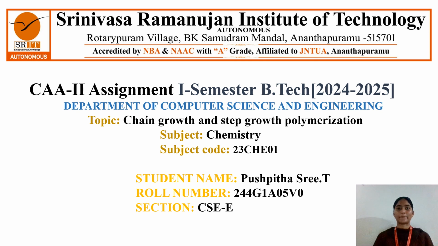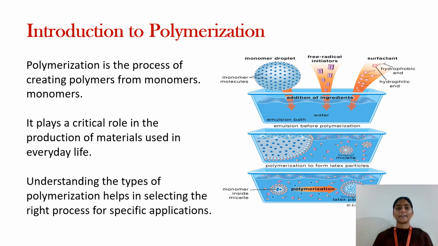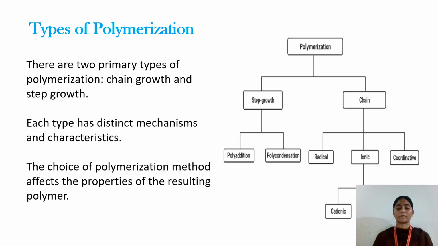Today, my topic is about chain growth and step growth polymerization. Introduction to polymerization. Polymerization is the process of creating polymers from monomers. It plays a crucial role in the production of materials used in everyday life. Understanding the types of polymerization helps in selecting the right process for specific applications.